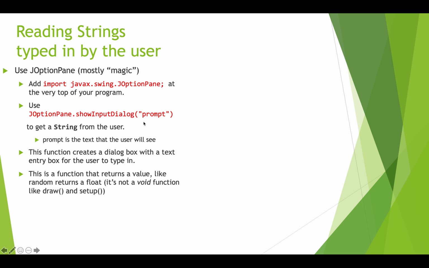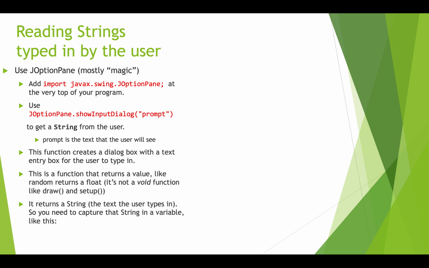So this whole thing is a function that returns a value, just kind of like random returns a float. So this is not a function like setup or draw, which is void. This whole thing is going to return a value, and the value it's going to return is a string, of course, because the user is going to type in text. So we need to capture that string and store it in a variable like this. So we might do something like this: String name = JOptionPane.showInputDialog, and then some text that we're going to give it. And actually, this can't really wrap around like this. It would have to all be on one line.